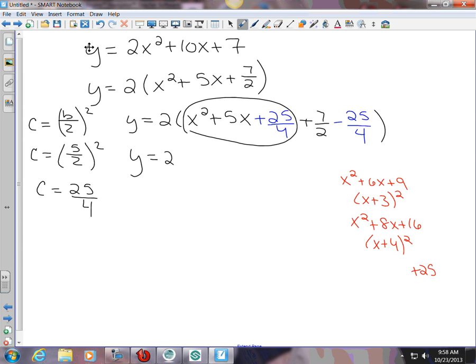Thank you. So this is going to be x minus 5 squared. How did I get the 5? Square root of 25. Okay, so what's the square root of 25/4? 5/2. Good. So this is going to be what? Good, x plus 5/2 squared. And then what do I need to do over here? Do it.